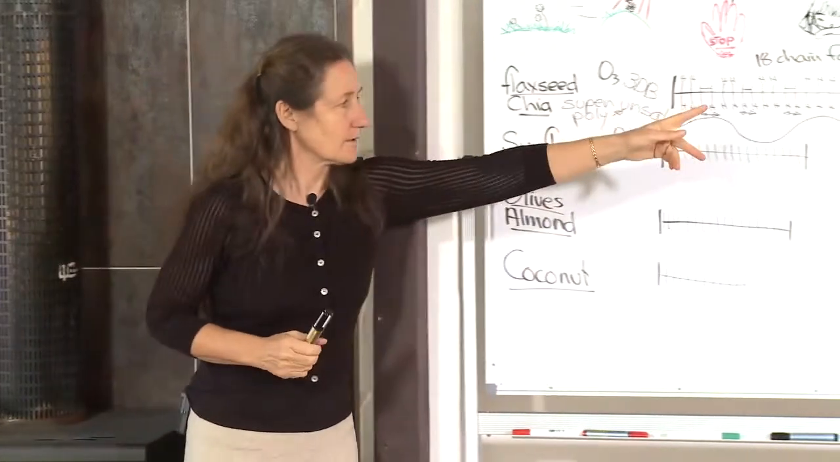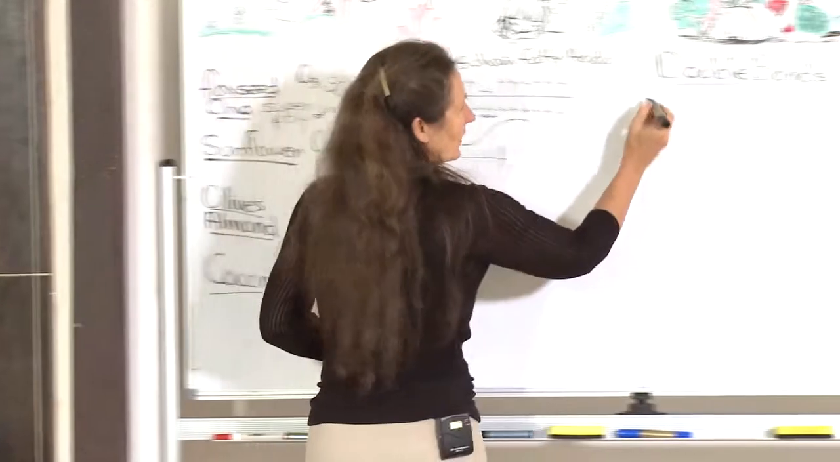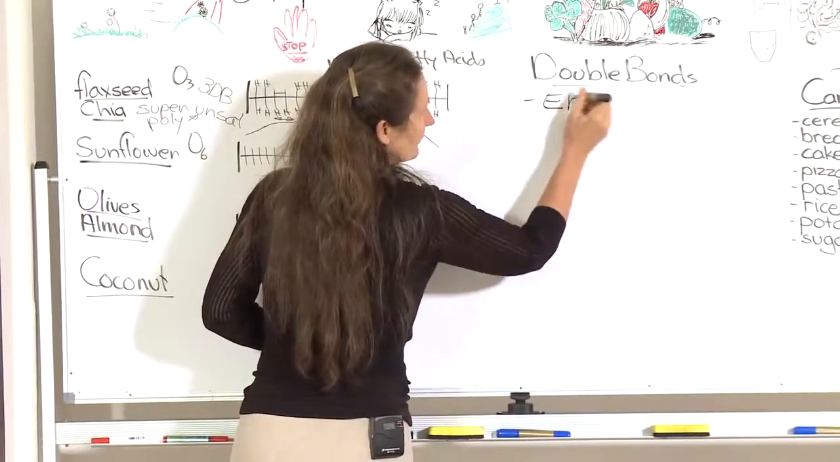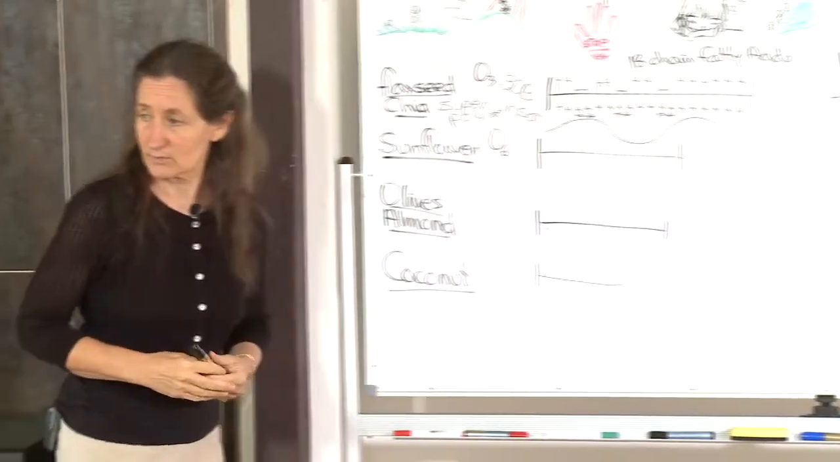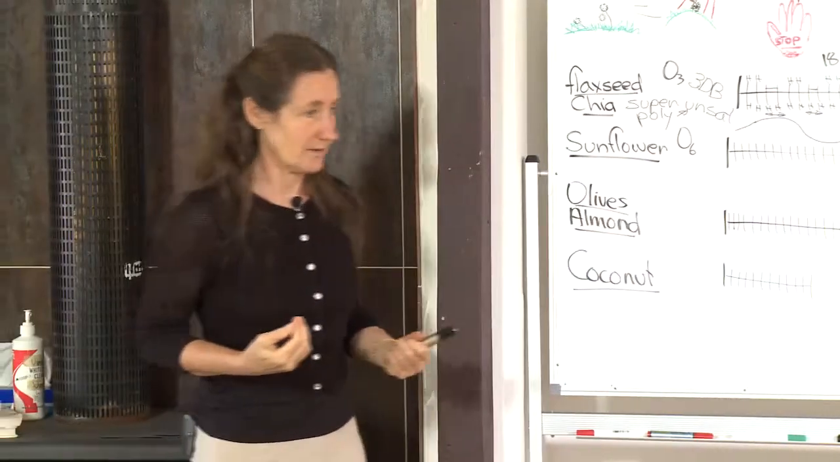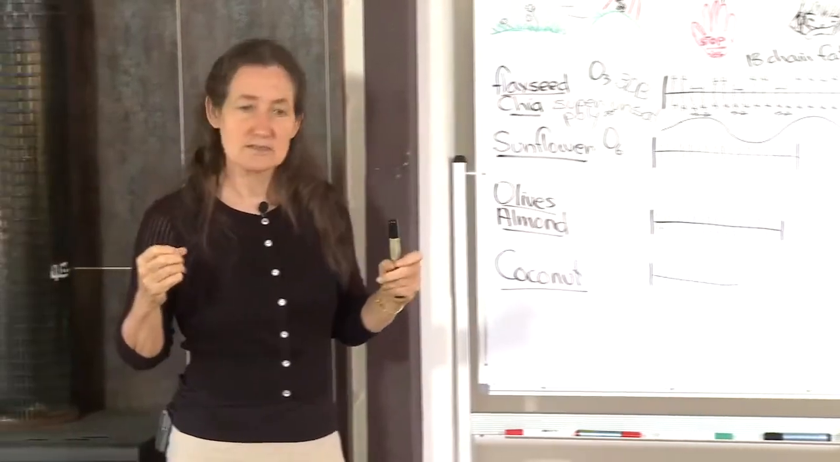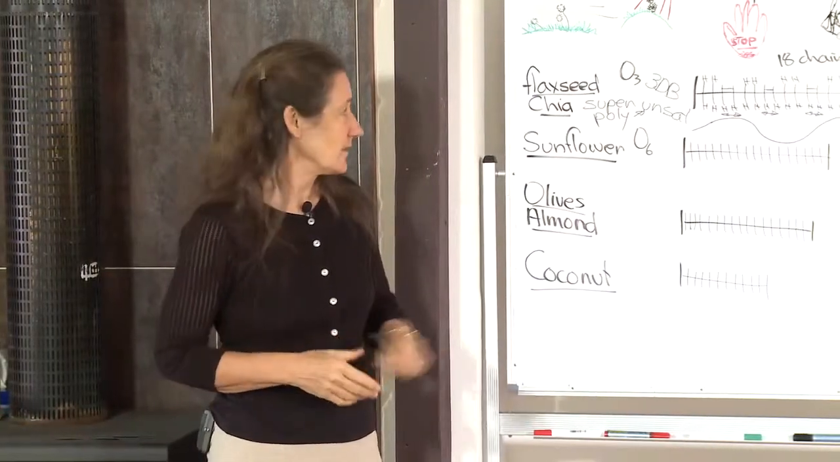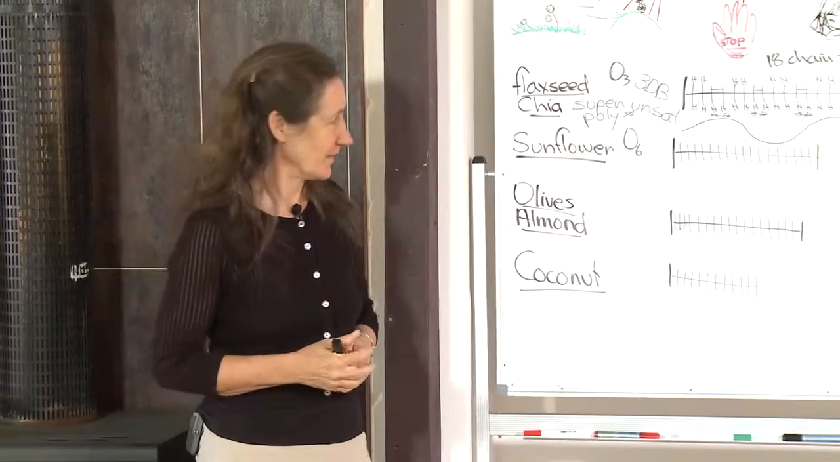Let's have a look at the effect that these double bonds have on the body. Number 1, they create an electromagnetic field between them. That electromagnetic field is very important because we are electrical people. There's a spark of electricity in every cell in the body. Our electrical system is our nervous system. So omega-3 is essential for proper brain function.